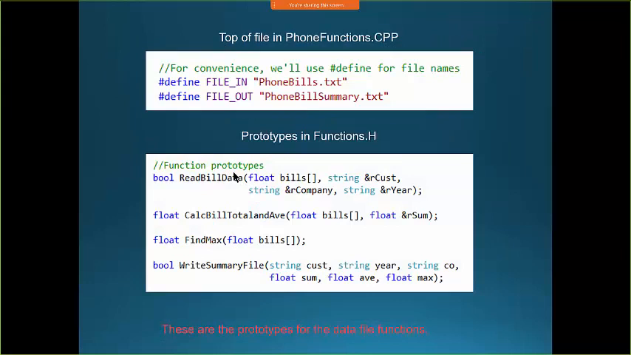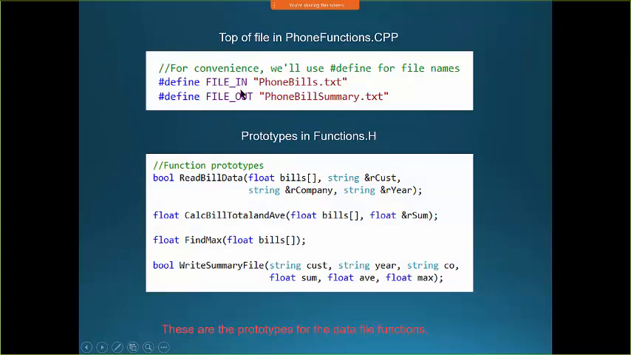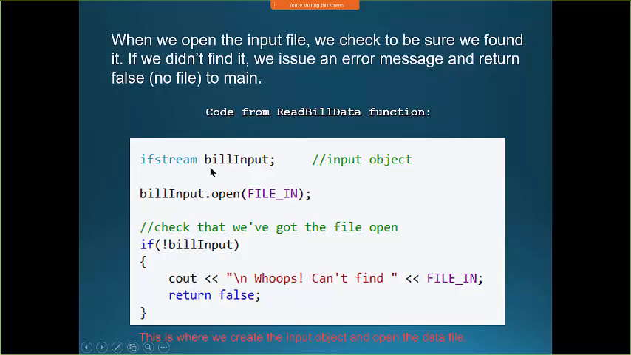Yeah, this is the code that's in the read file. It opens an ifstream object to do the reading, opens file in. Notice that it's using the constant defined up here. And you see the elegance of this is it's easier to see what's going on, and I don't have to type the same thing twice, so I don't violate the DRY principle.